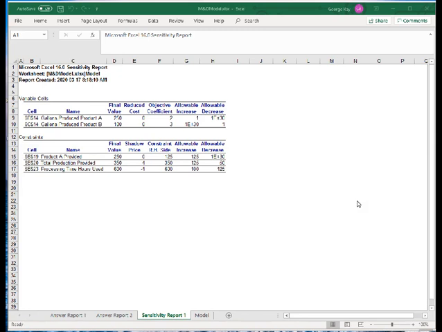So here we see that if we increase the total production provided, we had a shadow price of 4. So that's going to increase our minimal cost by $4.